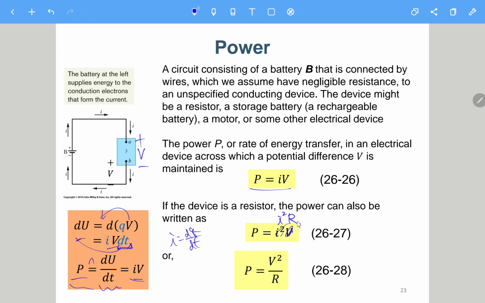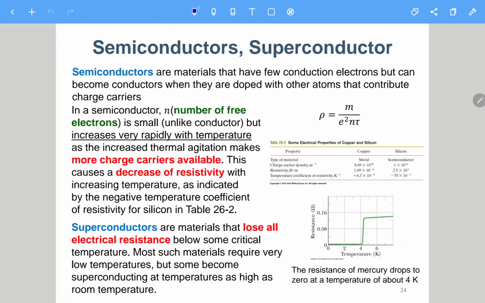Okay, P equals I squared R, P equals V squared over R. You only need to plug in V equals IR, plug in here and there, then eliminate V, eliminate I, and then you will get these two. It is an easy algebraic calculation.